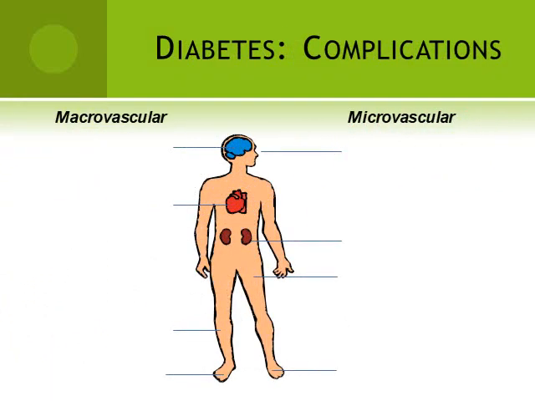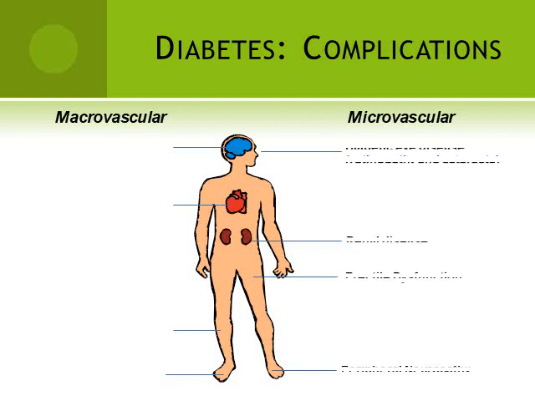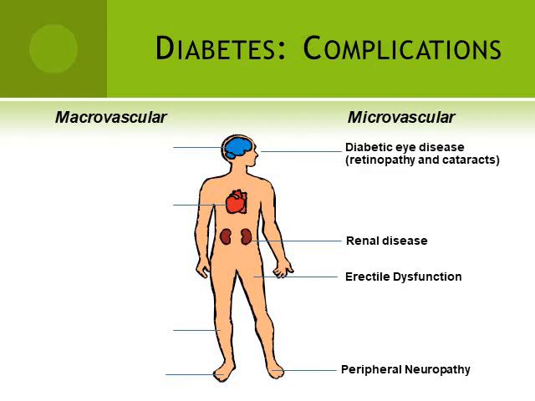Let me talk about complications very briefly. We will go through the complications, which we classify as macrovascular disease or microvascular disease. Amongst microvascular complications, these are 100% or most of the time related to hyperglycemia alone. That is diabetic eye disease, retinopathy and cataracts, renal disease, nephropathy, erectile dysfunction, and peripheral neuropathy.